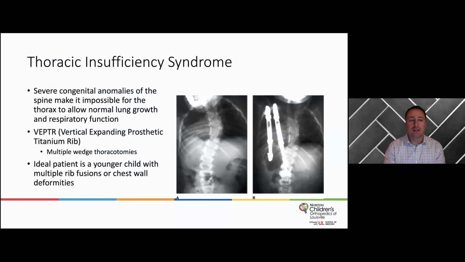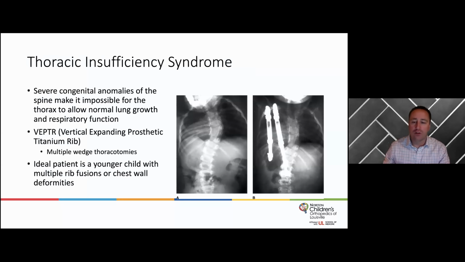And then lastly, thoracic insufficiency syndrome. I'm showing this to discuss what a VEPTR is, but this is severe congenital anomalies of the spine that make it impossible for the thorax to allow normal lung growth and respiratory function. And so the treatment of this is the VEPTR, which is a vertical expandable prosthetic titanium rib.